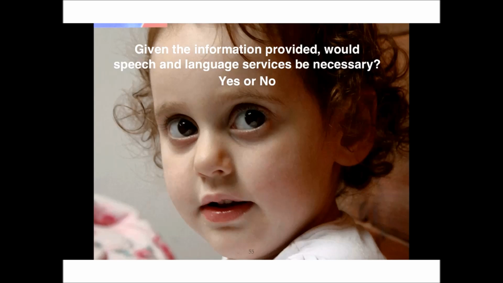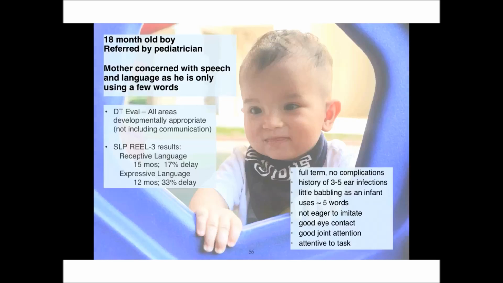So sometimes they can be very tricky, and you really have to consider all the information carefully, depending on the family and the team members that are in place. What supports does the child have? So this is an 18-month-old boy. This is our second case study, so take a minute to look at this, and then we'll talk about what you think.